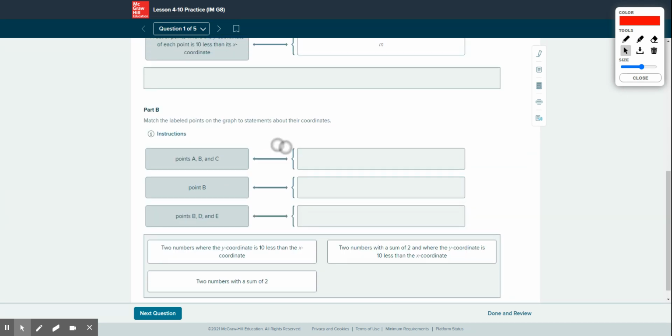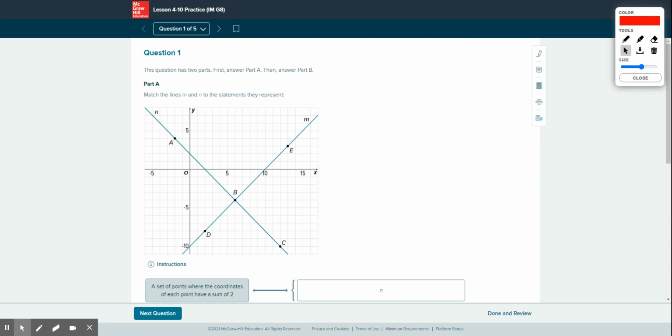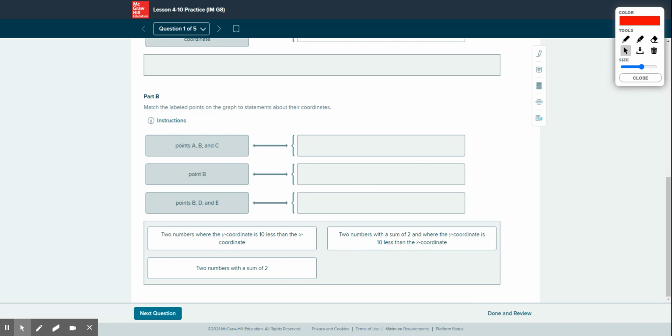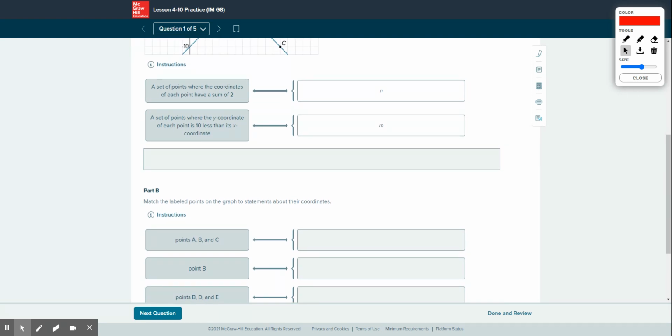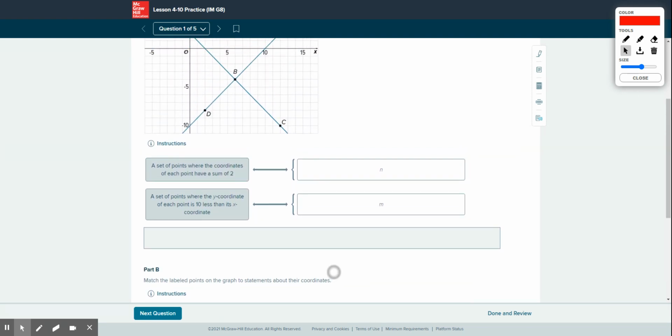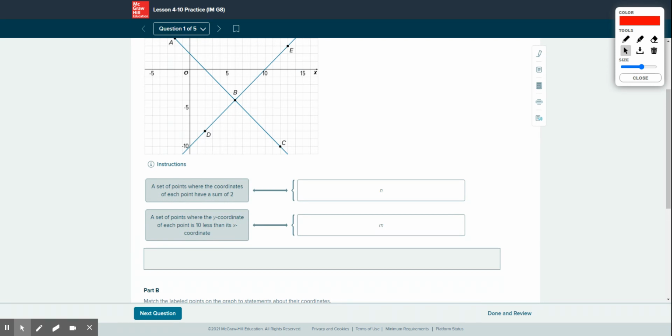So points A, B, and C, let's look at what they all have in common. A, B, and C are all on line N. So pay attention, they're all on line N. Which of these describes only line N? As we looked at line N, we saw that line N has points where the sum is always 2. When we add them together, one of those places we can look at is right here with letter C. We see this is 12 and negative 10. And when I take 12 plus negative 10, it equals 2. So it satisfies the equation. This would be a solution.